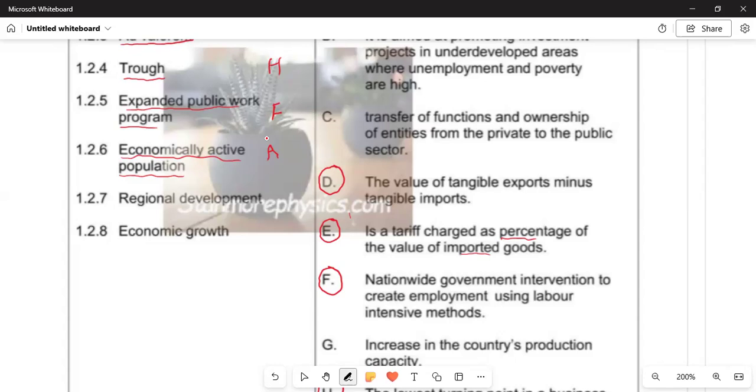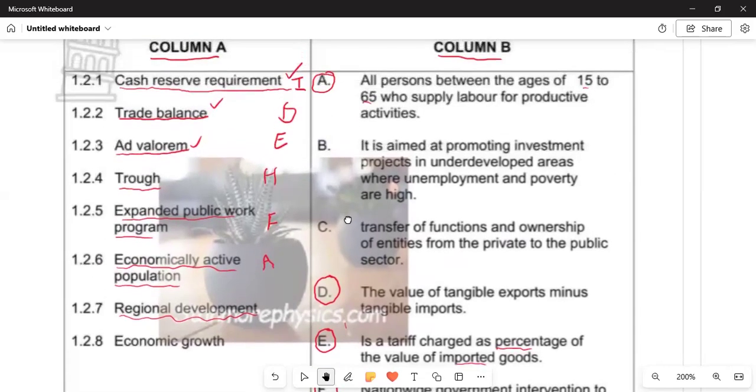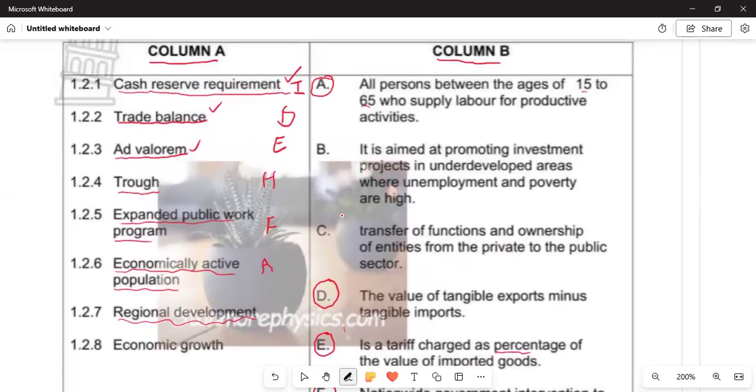So, like we've said, now we come to 1.27, regional development. Regional development. So we want to see the description that is going to match that item. So we can see now B is the correct answer. It is aimed at promoting investment projects in underdeveloped areas where unemployment and poverty are high. So that is 1.27. The correct answer is B.